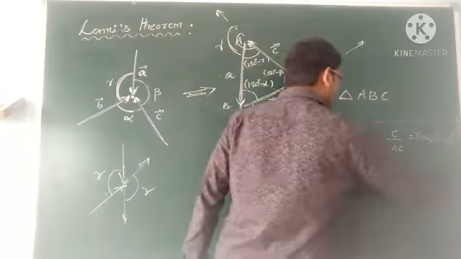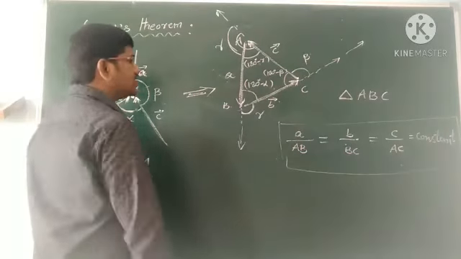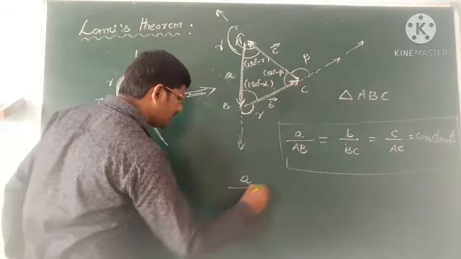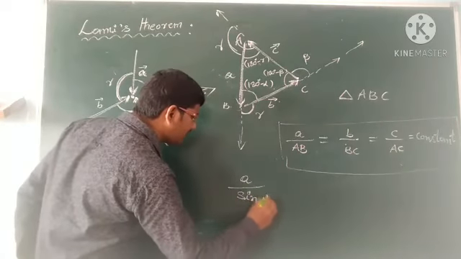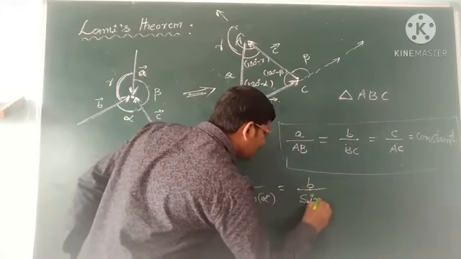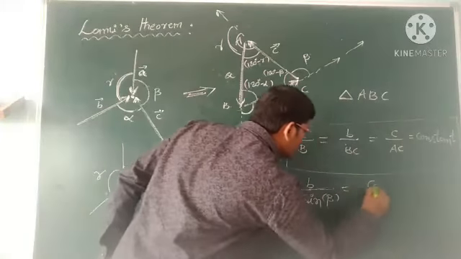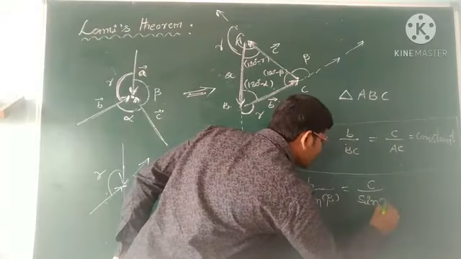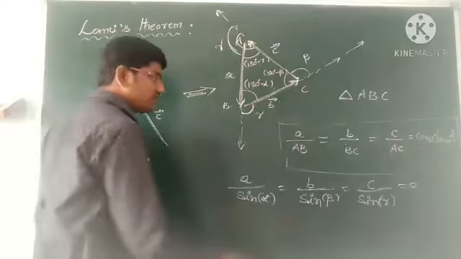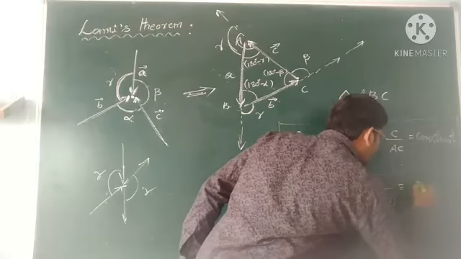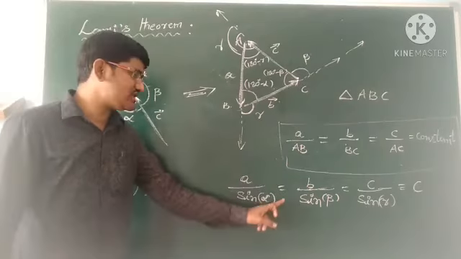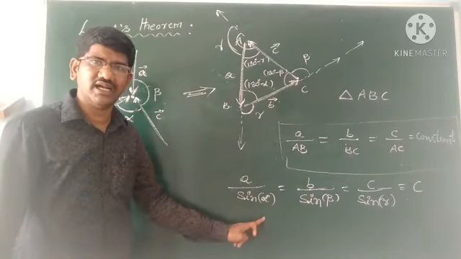Or the same you can write as, students, A by sine alpha is equal to B by sine beta is equal to C by sine gamma, which is equal to a constant. That is also called Lami's theorem. Lami's theorem can be written like this or can be written like this.